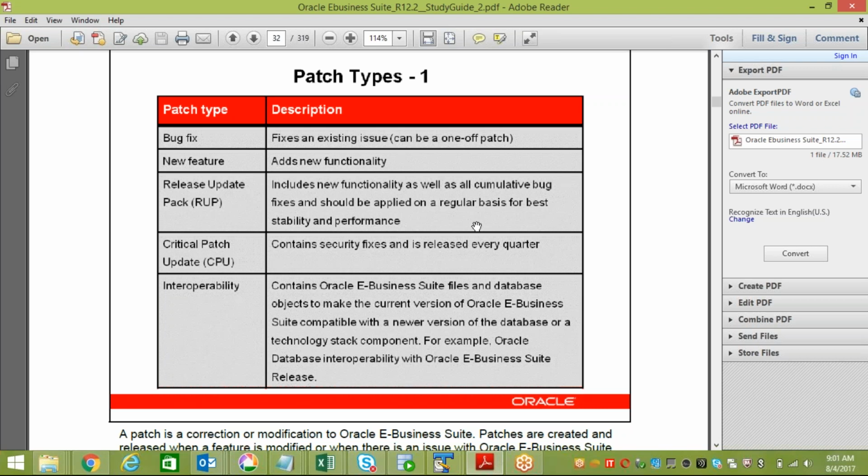Okay, next, new features, the functionality and all. Sometimes they give a new feature to one particular product, or sometimes to multiple products.